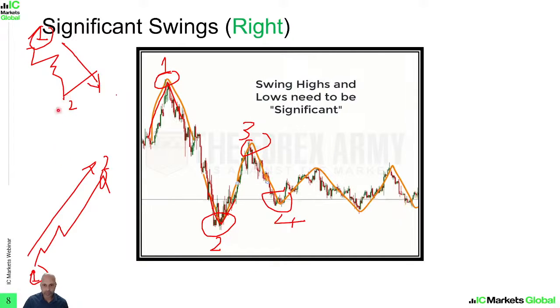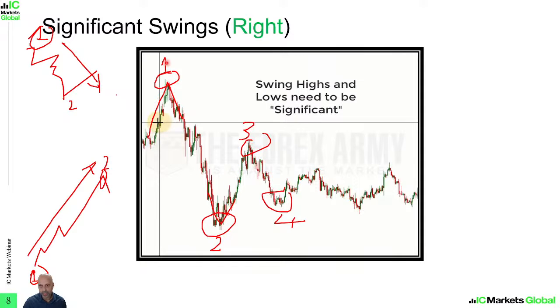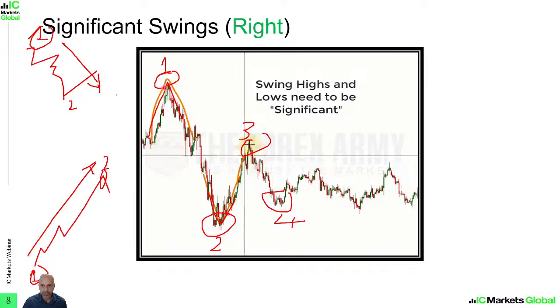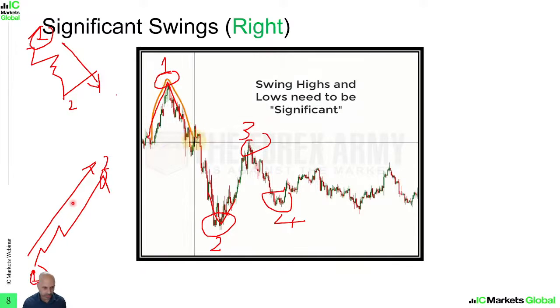Whenever we draw Fibonacci retracements, we always go from left to right. For an uptrend, we go from bottom left to top right, and for the downtrend we go from top left to bottom right. Now, yes, Zoran, it's a very good question. Which swing is significant and which is not?